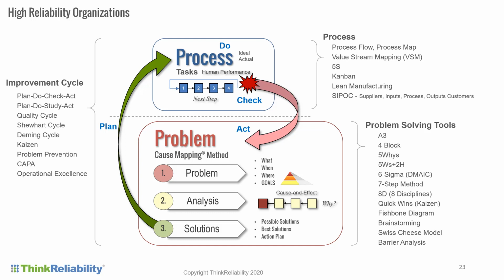If you look at how this fits in, problem solving tools like A3 and 4-block and 5 Whys and 5 Ws plus 2H and 6 Sigma and 7-step and 8D and quick wins and Fishbone and brainstorming. Like, brainstorming is definitely a problem solving tool. It happens in the solution step. You're not brainstorming the analysis, you're following the evidence. The analysis is evidence-based cause and effect.